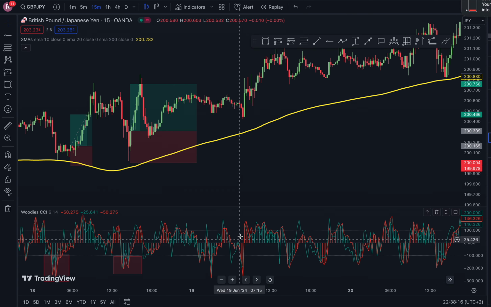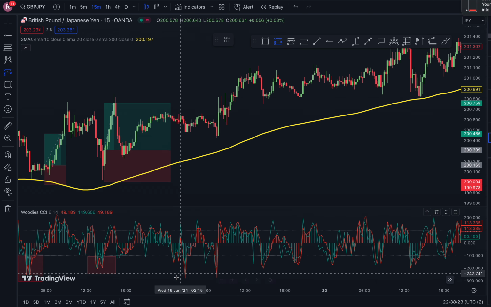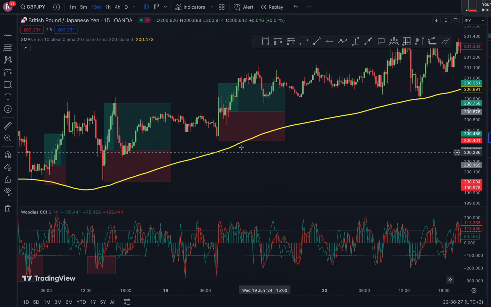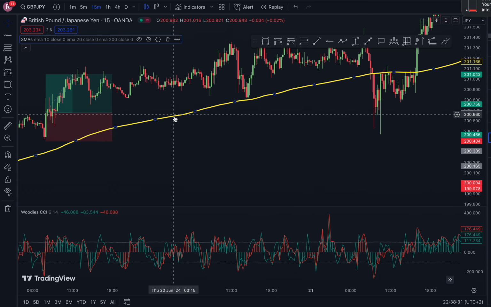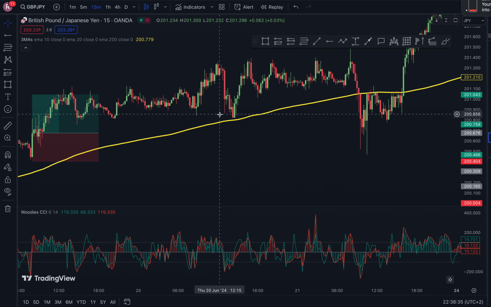Similar to this one over here. Price has broken here, giving us a nice engulfing candle, as you can see, and we have a nice trade here. This is a very nice uptrend because we can capitalize as much as possible.